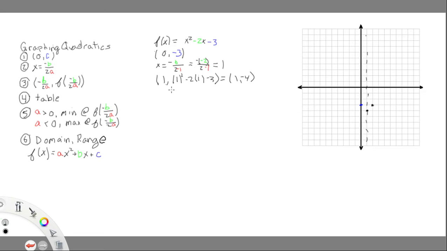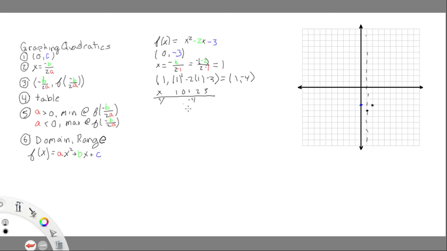So now we're going to make our table. And this isn't so bad. I get x, I get y. And what I do is I put the line of symmetry right in the middle. I put the vertex right in the middle. I put 1, I put negative 4. And then I move 2 integers to the right of the line of symmetry, which is going to be 2 and 3. I move 2 integers to the left of the line of symmetry, which is 0 and 1.